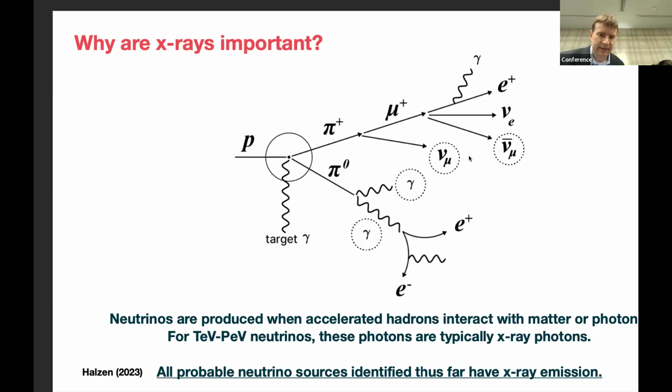And so, of course, it's really natural to think that if you wanted to find neutrino sources, you would look in X-rays, because if a source is already detected in X-rays, half the battle is already won. You already know that it has enough target to potentially be producing neutrinos. And it's also worth noting that all of the neutrino sources that we have so far have been measured in X-rays. And again, that's really no surprise. If you just think of the physics, it really makes a lot of sense.